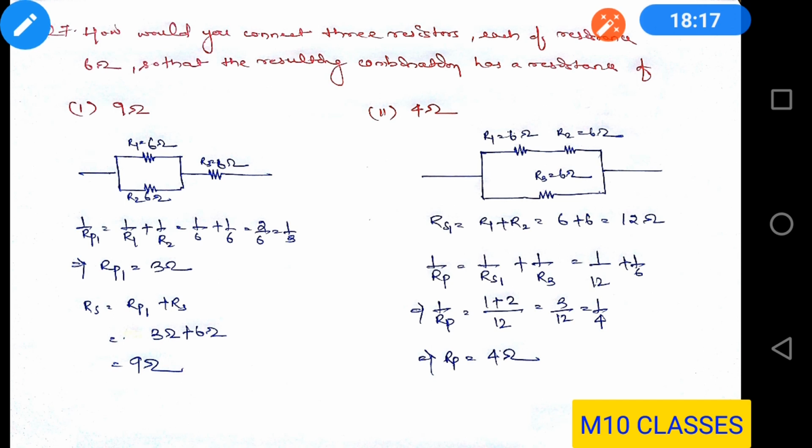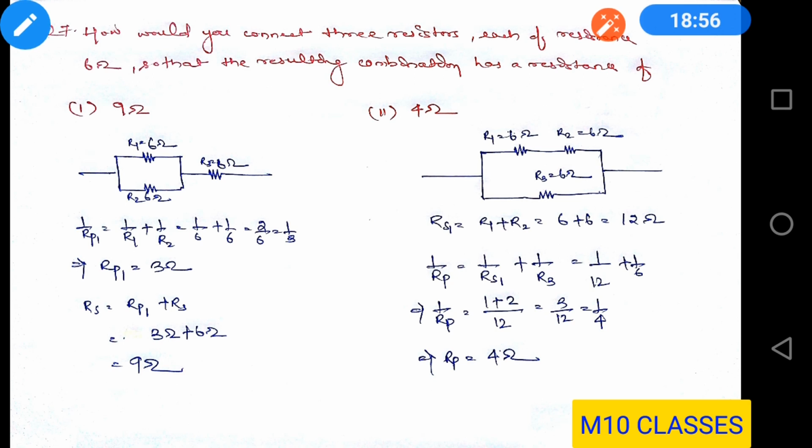Now listen carefully. First of all, I have told you, in case of series combination the total resistance is greater than each individual resistance. In case of parallel combination the total resistance is less than each individual resistance. Now let's take the first case. You need to get 9 ohm, and 9 ohm is greater than 6 ohm. That means the 6 ohm resistor must be in series with someone, because you need to get a greater value.